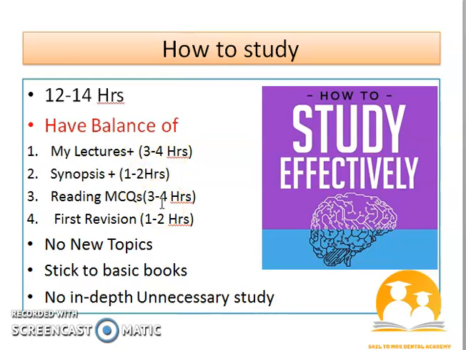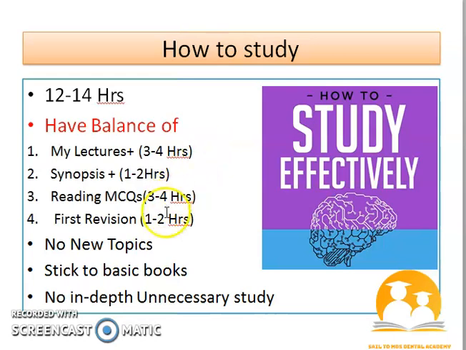Let's say you're starting today with the oral pathology. Watch my lectures for 3 to 4 hours. Then go with the synopsis for 1 to 2 hours. Then you read MCQs. Automatically the things will get imbibed in your mind. And then the first revision. Before you end your day, at least give 1 or 2 hours to whatever you have studied throughout the day. That will help you to convert whatever is in your short-term memory to long-term memory. Sometimes when we read something, we remember everything for 2 to 3 days. But as the week passes, days pass, you tend to forget.